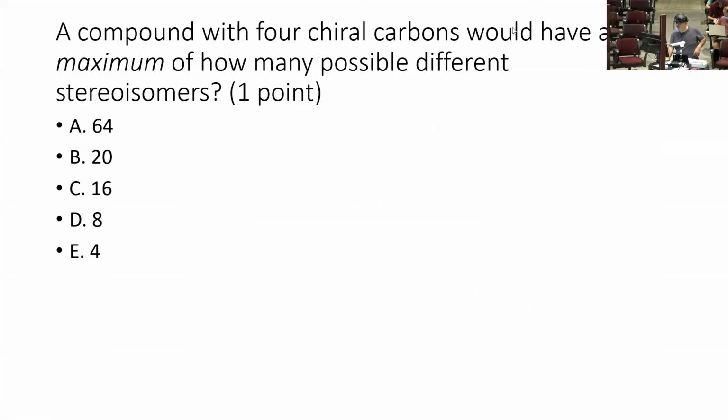So my first question for you guys today: a compound with 4 chiral carbons would have a maximum of how many possible different stereoisomers? And yes, you may use a calculator if you like. I don't think you'll need one, but I would rather you use one than not use it and get it wrong.